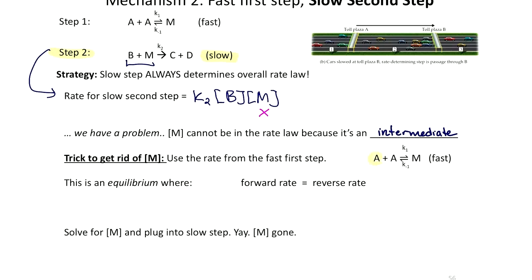The forward rate is dependent on the reactants of step 1. So the forward rate is K1 times A, so A squared. That's the rate law for the forward reaction. Now tell me, what is the rate law for the reverse reaction? So the reverse reaction, the products are now the reactants. So what is the rate law for the reverse reaction? It's a rate constant times what? M. So you're essentially setting one side of the equation equal to the other side of the equation with some rate constants there. And so this is the trick.